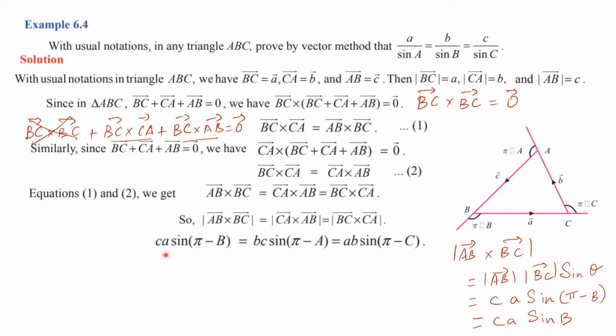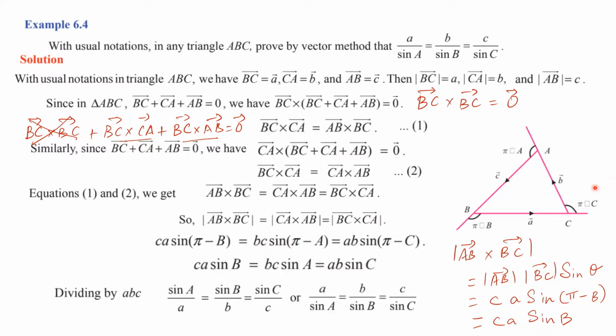So I can write it as CA sine pi minus b. Similarly, we can prove the magnitude of CA vector cross product with AB vector is equal to BC sine pi minus a, and also for BC vector into CA vector as AB into sine pi minus c. Further simplifying sine pi minus b as sine b, sine pi minus a as sine a, and sine pi minus c as sine c, you get this.